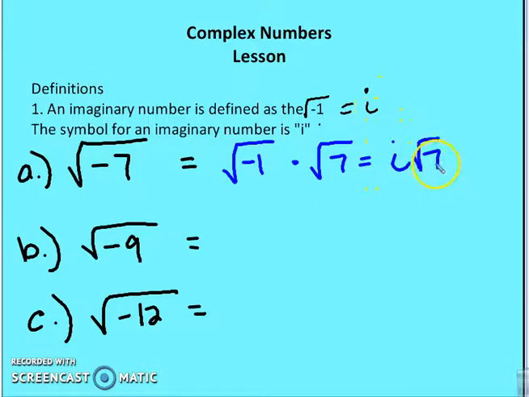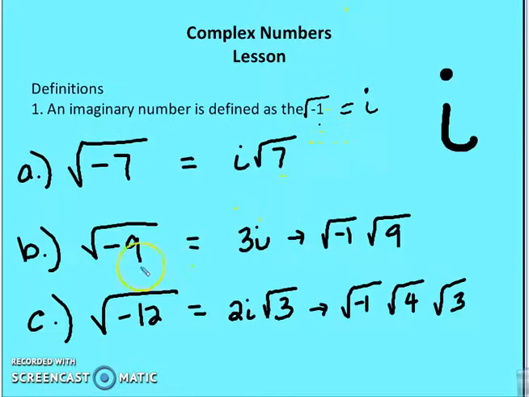This is the process that I want you to go through when evaluating and simplifying the square root of a negative value. I want you to factor out the square root of negative 1 from the radicand, rewrite using your properties of radicals, and then simplify the square root of negative 1 as i. All right, so I want you to handle the next two, and I'm going to pause for a moment.